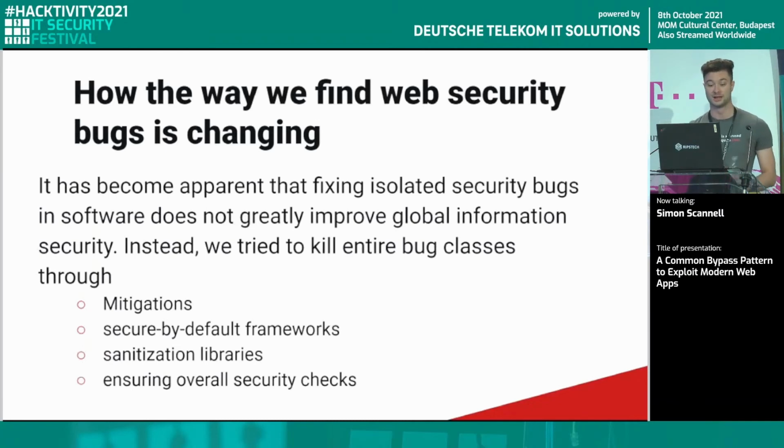It's just become clear in the IT industry that fixing isolated security bugs in software doesn't really change anything. Sometimes we introduce a new vulnerability with a commit that's supposed to fix another. So vulnerabilities keep arising, and it doesn't really have any realistic impact to just kill singular bugs. Instead, we try to kill entire bug classes.